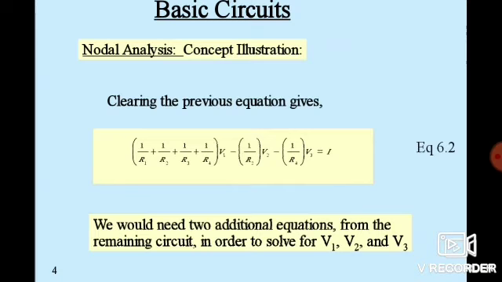So we would need two additional equations from the remaining circuit in order to solve for V1, V2 and V3. Okay. For V1, V2 and V3 we have to solve additional equations that will be needed. So for this node we are forming the equation. Now let us see the next example.